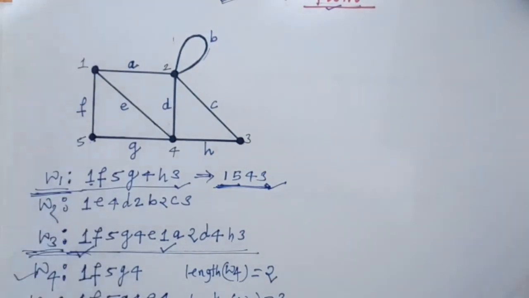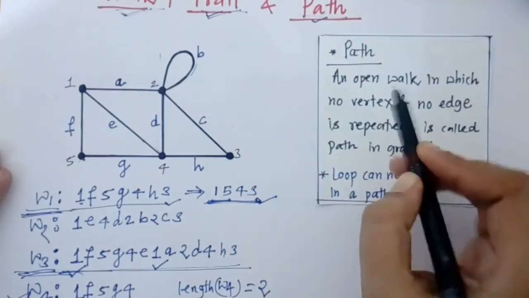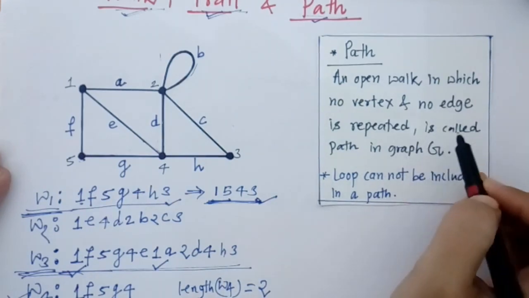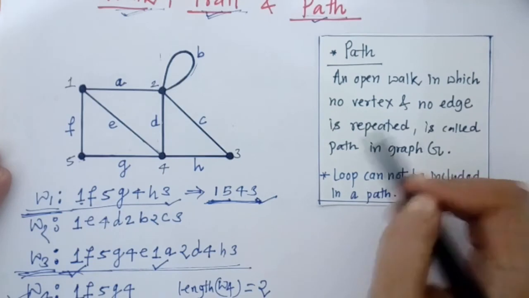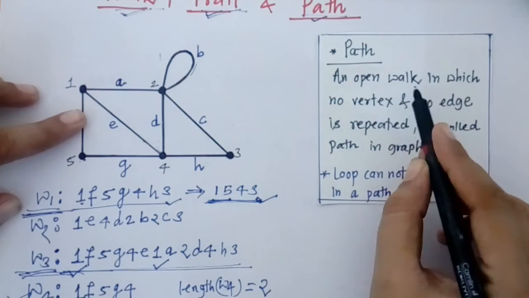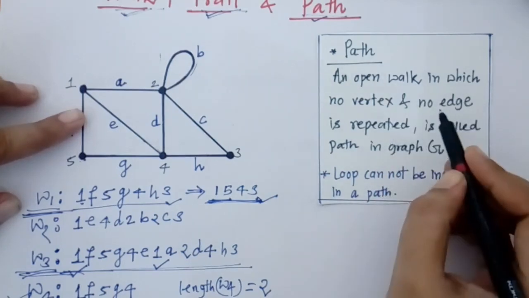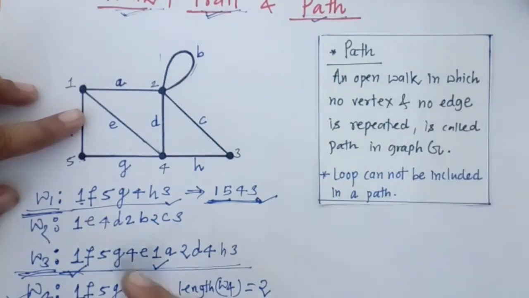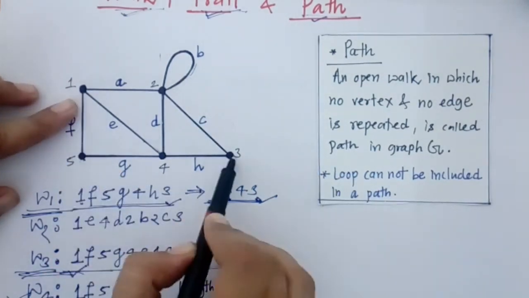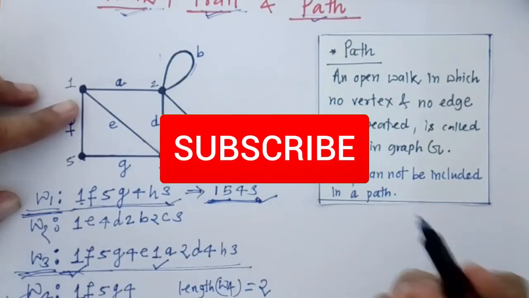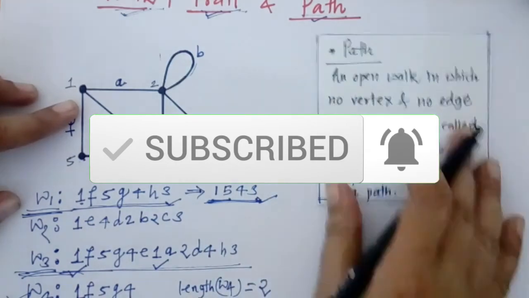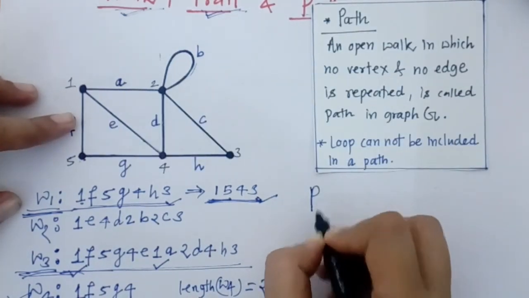So next here we have path. So what is path? It is an open walk in which no vertex and no edge is repeated. It's called a path in graph G. So when we have traveled from vertex 1 to 3 without repetition of edges and vertex, that walk is called path. We denote path by letter P.